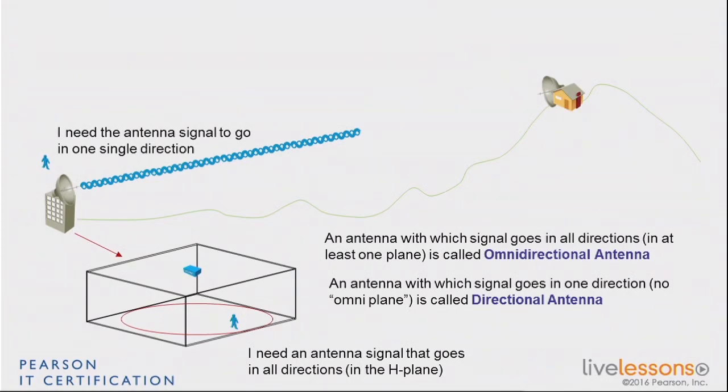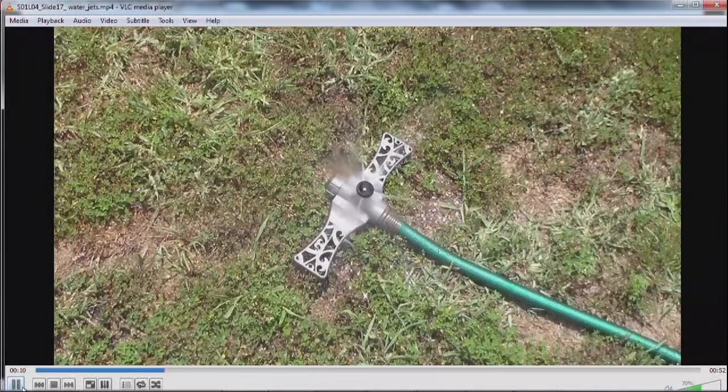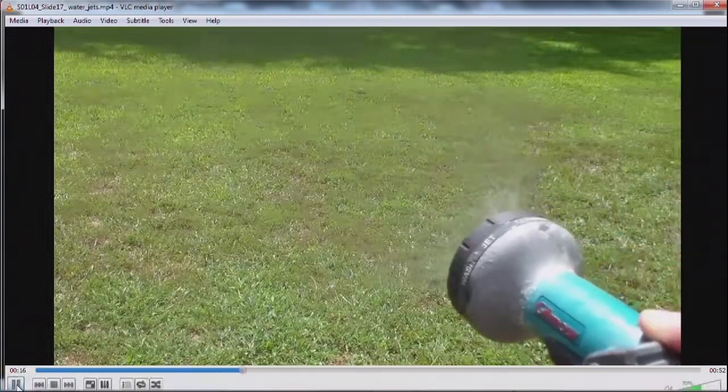Let me show you an example back in my backyard. So this is an omnidirectional antenna, in the sense that, as you see, it's radiating in all directions. Of course, if you look from the side, that blinker, you know it's not going to represent a sphere, right? It's going to be more on the flat space. But it's going to be radiating in all directions. So that could be a good example of omnidirectional antenna radiation.